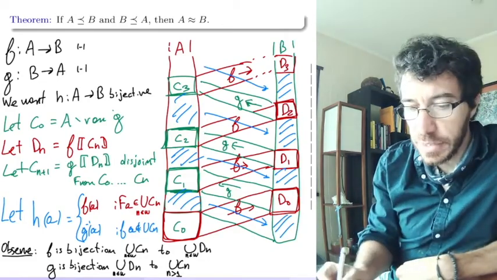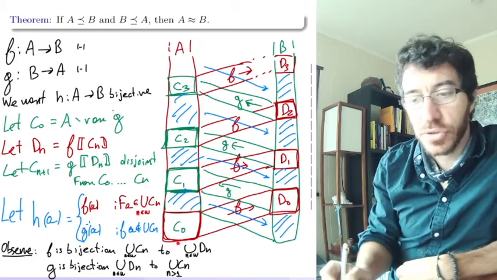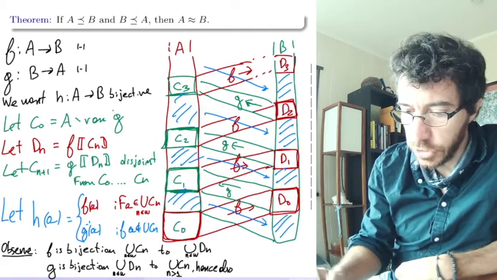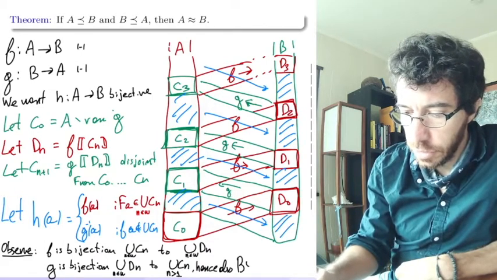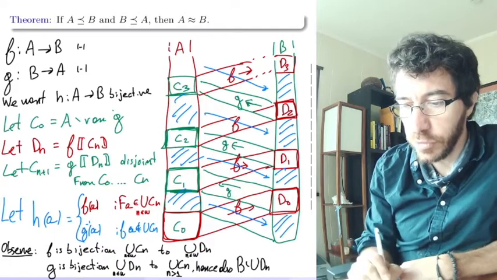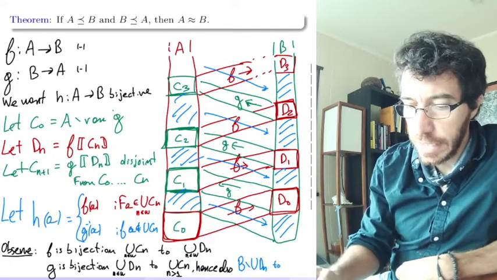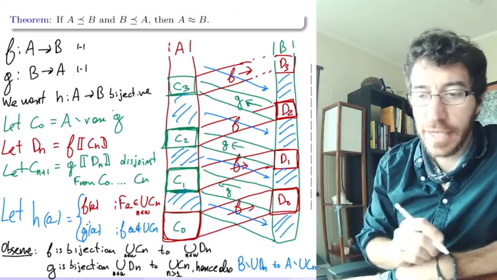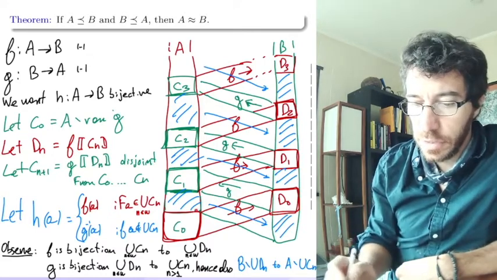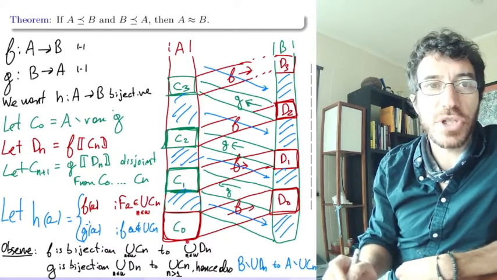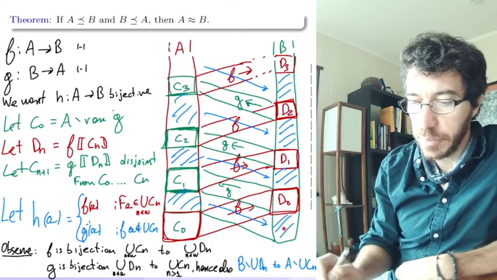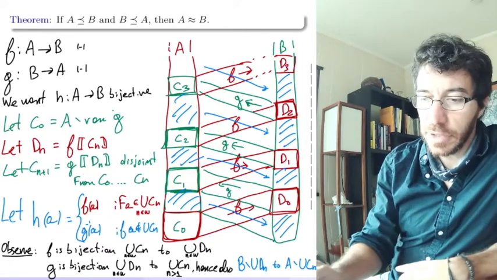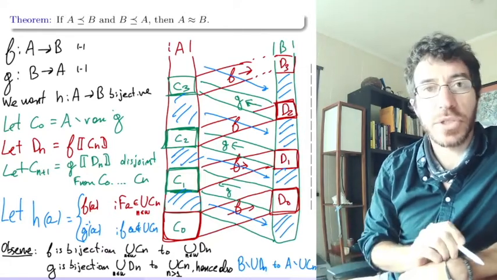Now, if we take the complements, C0 is not in the range of G, so that means that we get a bijection from the whole set B minus the union of the Dn's, this is the blue part, to the whole set A minus the union of all the Cn's. And here we are including C0 because it is not in the range of G. So G is going to map the blue parts to the blue parts, because the complement of the D's goes to the complements of the C's, except for this one, which is not in the range.